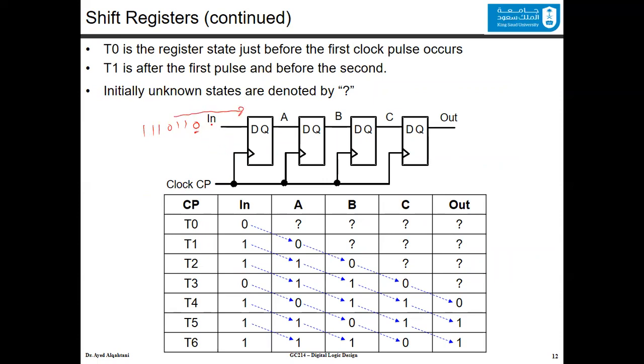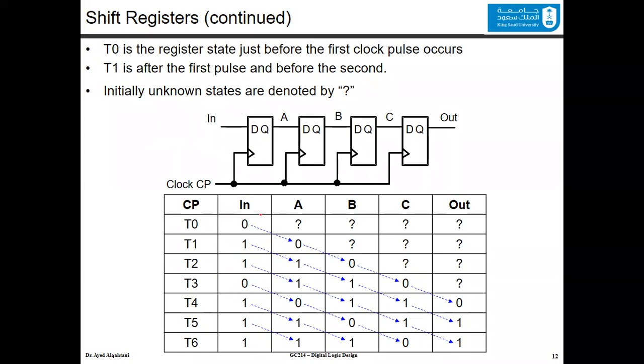So first you will get 0 in the first cycle. The next cycle you will get 1. The next cycle you will get 1, and so on. So this 0 will be in the first cycle, this is in the second cycle, and so on. This is cycle 0, cycle 1, cycle 2, cycle 3, cycle 4, and so on.